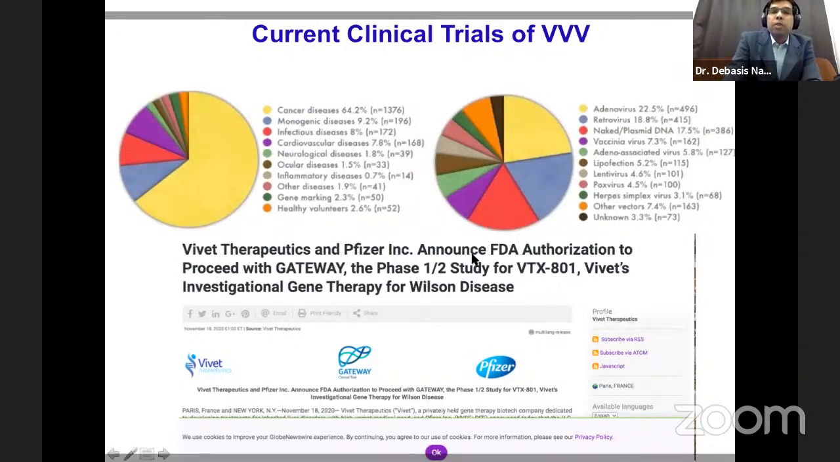And here I'm just showing you an example of how the US FDA has approved Pfizer to treat a gene-related disease called Wilson disease, which I don't want to talk about now. But using the virus, we can treat a disease by repairing the genetic information through gene therapy. So that is the beauty of this virus vector beyond vaccines.